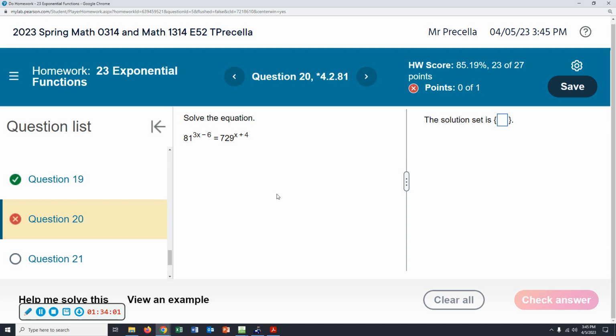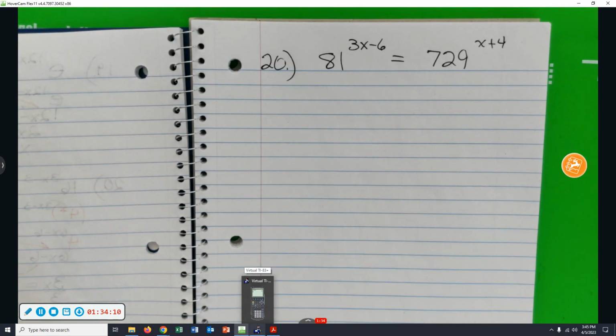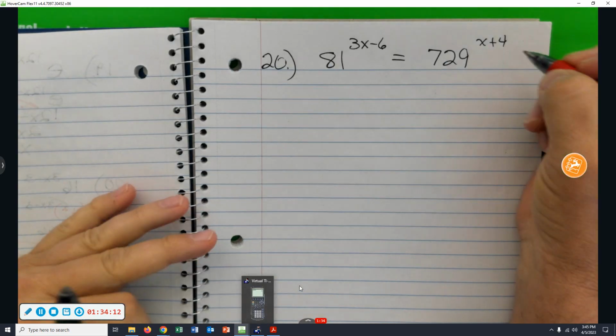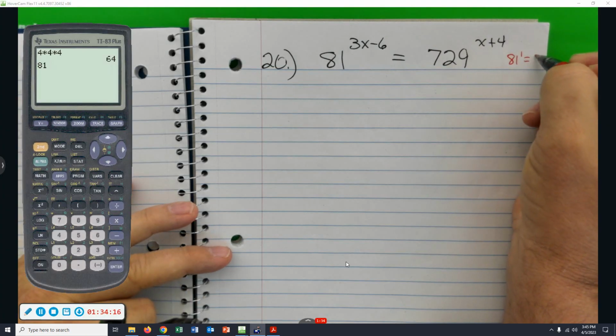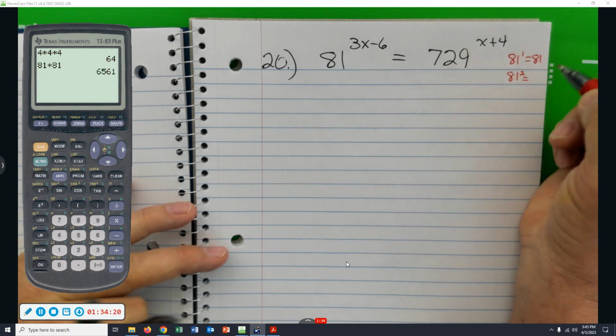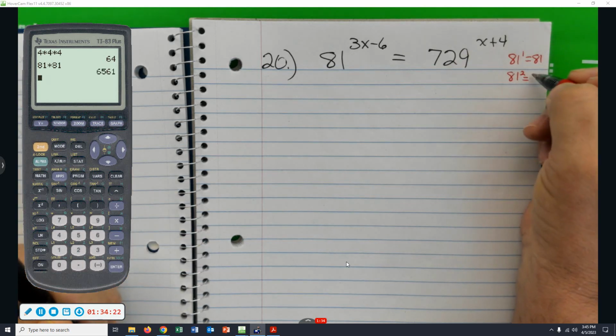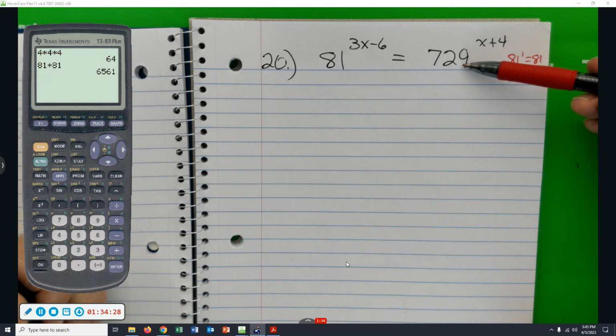Let's switch over. My first thought is always, can I write the big number, 729, as a power of the small one, 81? Let's see. 81 to the first is 81. We know that. What about 81 squared? Is that going to give me 729? I think we've gone too big. You punch that in your calculator, right? Yeah. I did that too.